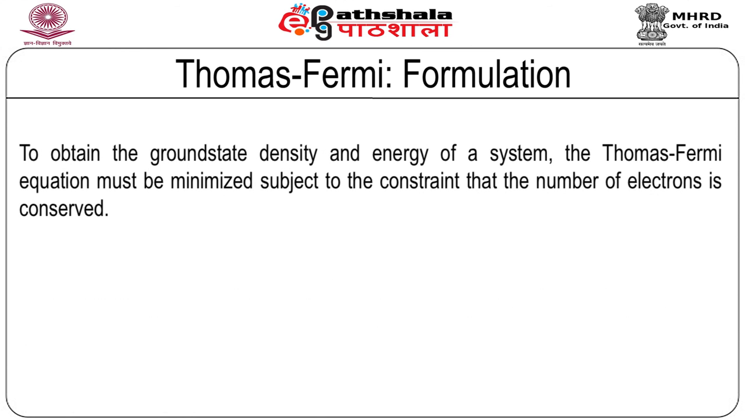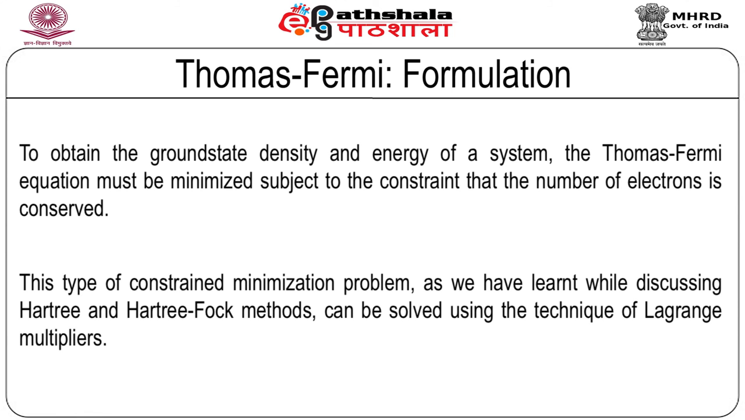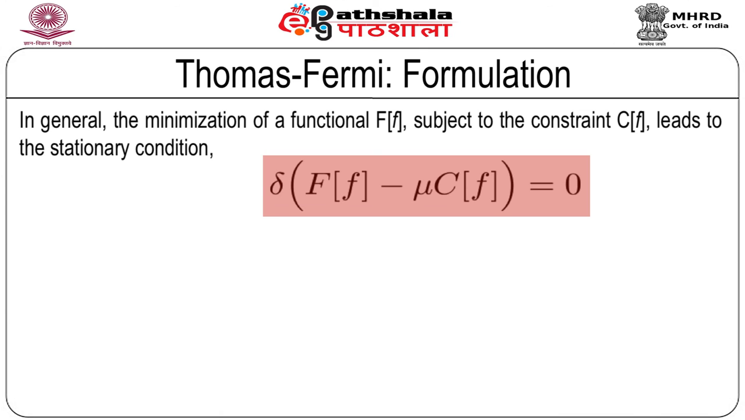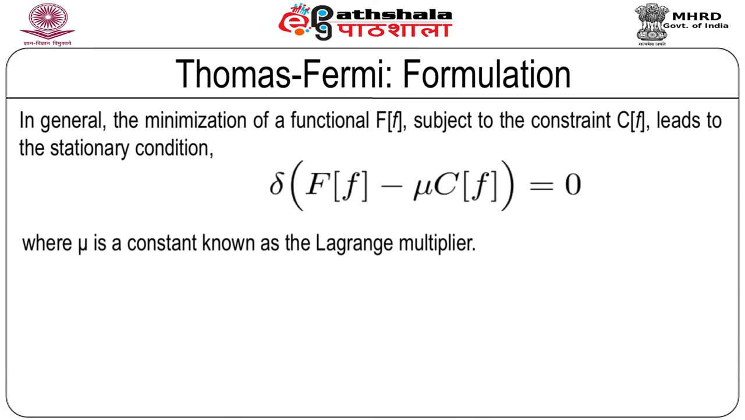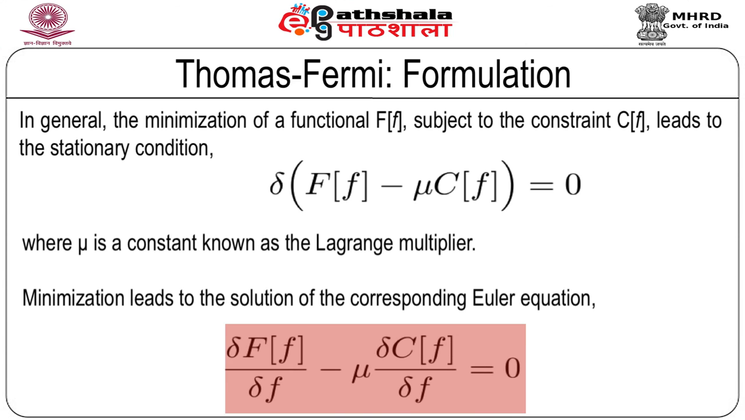To obtain the ground state density and energy of a system, the Thomas-Fermi equation must be minimized subject to the constraint that the number of electrons is conserved. This type of constrained minimization problem, as you have learned while discussing both Hartree and Hartree-Fock methods, can be solved using the language and technique of Lagrange multipliers. In general, the minimization of a functional F of little f, subject to the constraint C, which is a functional of little f, leads to the stationary condition shown here. Here, mu is a constant, known as the Lagrange multiplier. This minimization leads to the solution of the corresponding Euler equation, as shown here.